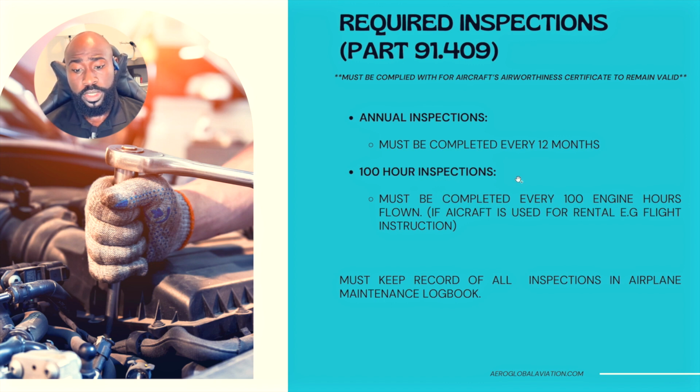Your 100-hour inspection is based on the engine hours of the aircraft. If you're training, you've probably already heard of your tach time and your Hobbs time. The flight school probably charges you by the Hobbs time, but it's important for you to know the tach time is what they use to track the 100-hour inspection. This is required if your aircraft is used for rental. If you own a personal aircraft, you do not need to do a 100-hour inspection; you only need to comply with the annual inspection. But if you're a flight instructor, or if you're using your aircraft for rental, you do need to complete that 100-hour inspection, 100 hours that the engine has been run.